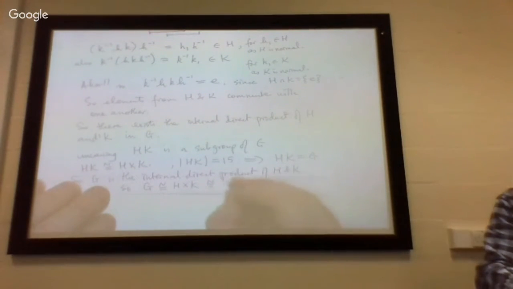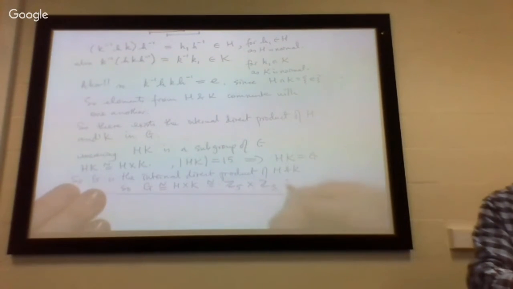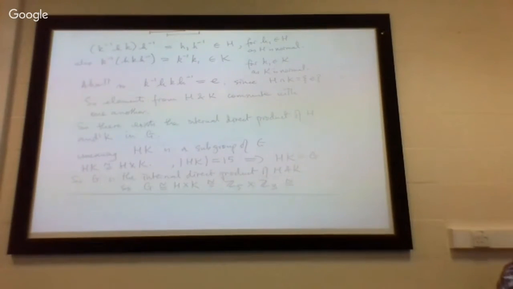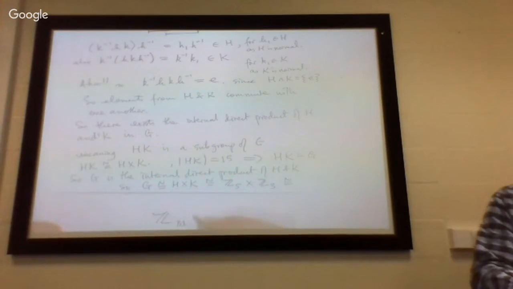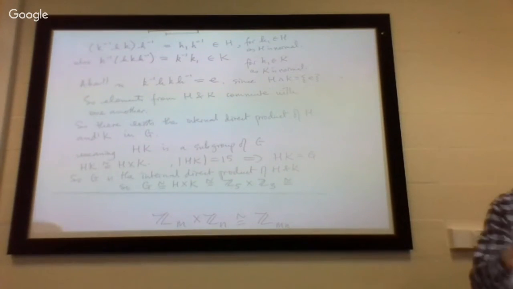But H is a cyclic subgroup of order 5, and K is a cyclic subgroup of order 3. What do we know about direct products of cyclic groups? They're cyclic when it's not just any old two cyclic groups, but two cyclic groups of prime order, a different prime order. So the general statement is Zm cross Zn is isomorphic to Zmn when m and n are coprime.